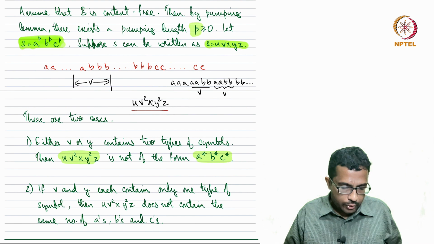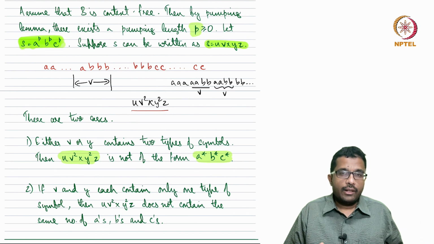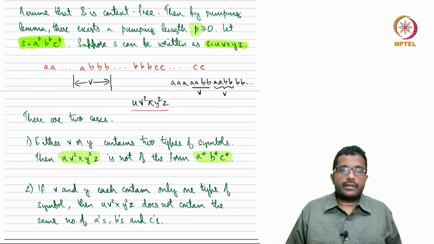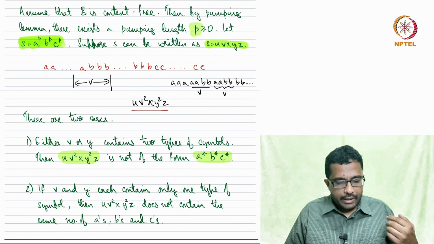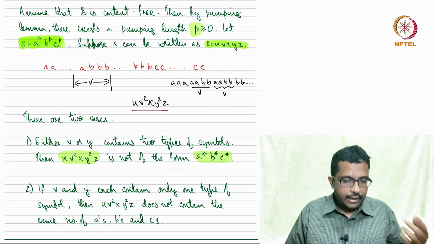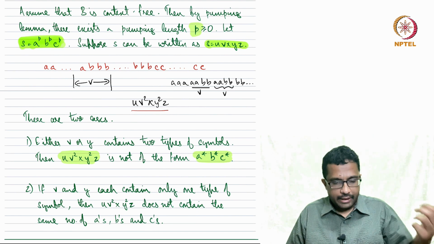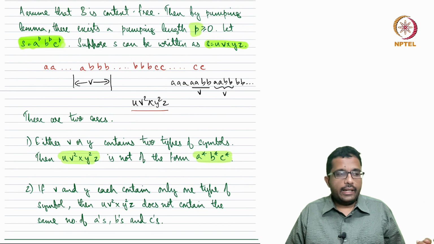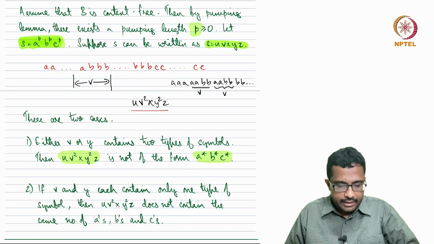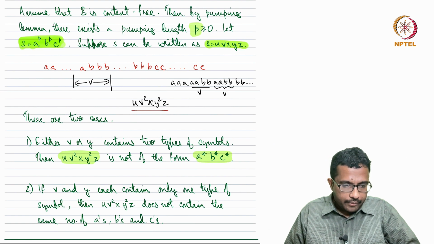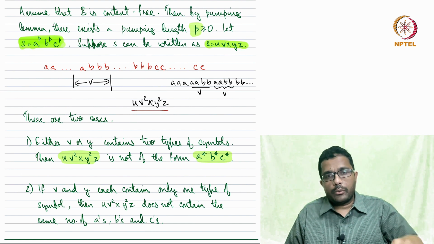So v and y are both only one type of symbol. Let's say v could be entirely b's and y could be entirely c's, or v could be entirely b's and y also could be entirely b's. Or v could be a's and y could be b's. But this means that v contains some set of symbols and y contains some other set of symbols. So we have three symbols, a, b and c. v can only contain one type and y can only contain one type. Let's say v contains only b's and y contains only c's, which means a's are not in v or y.